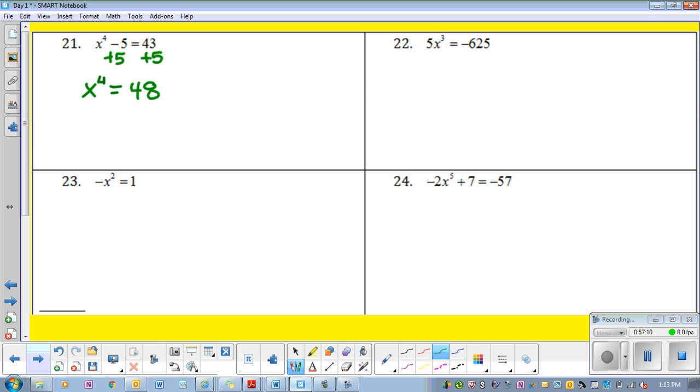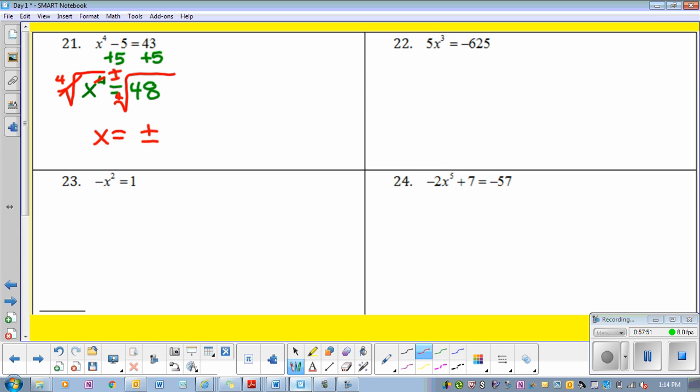How do you get rid of a 4th power? Fourth power 48. So you take the 4th root of both sides. Wait, what kind of root is this? 4 is a what? Even or odd? Even. If it's an even root, you have to put plus or minus, just like whenever we did the square root. We had to put plus or minus. Even roots. So then those cancel out and we have x equals plus or minus 4th root of 48.